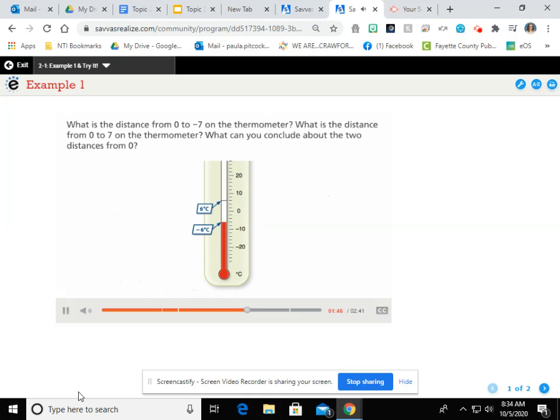What is the distance from 0 to negative 7 on the thermometer? What is the distance from 0 to 7 on the thermometer? What can you conclude about the two distances from 0? The distance from 0 to negative 7 on the thermometer is 7 units. The distance from 0 to 7 on the thermometer is 7 units. The distances from 0 to a number and from 0 to its opposite are equal.